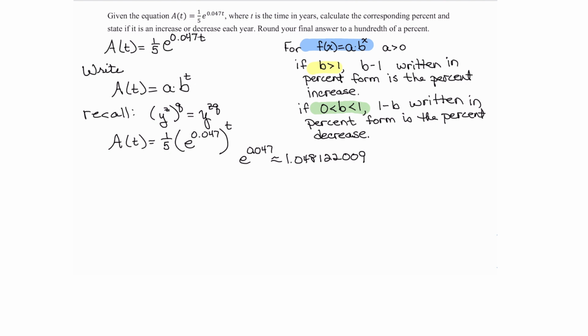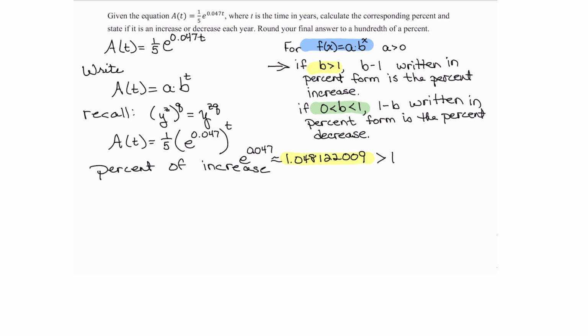Now notice this value is greater than 1. So it is the situation where our base is greater than 1. Since our base is greater than 1, that means it is exponentially increasing, and our percent of increase then, let's just make sure we write this, is greater than 1.